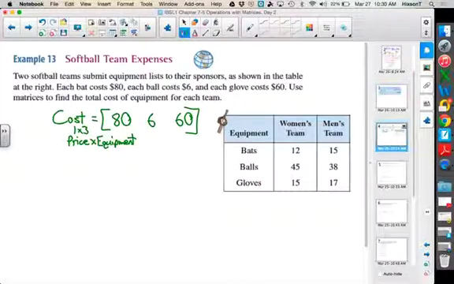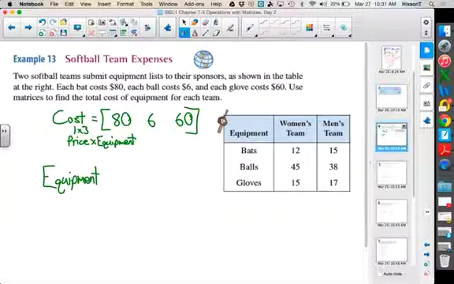Now, we also have a matrix we could make given this data. We could call it the equipment matrix. And let's think about it, because you guys know to find the value of a number of things, you have to do the price times how many you have. So we're going to multiply the cost by how many items we have.